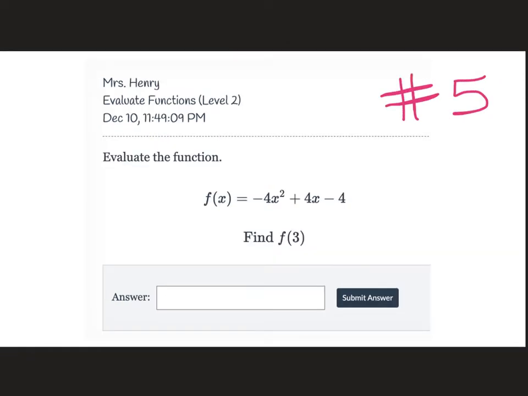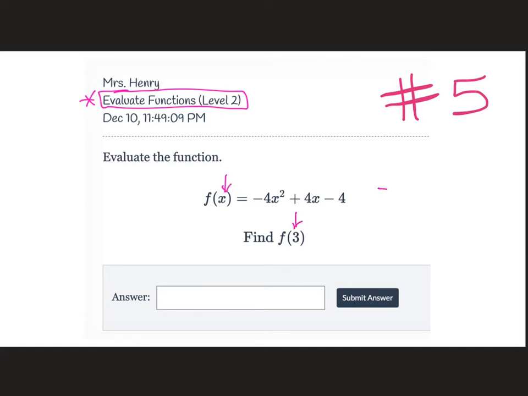All right, these are going to be for evaluating functions level 2. And really, it's very similar. It's just different functions that you're plugging it into. Some of them have x in more than one place, so you're going to have to plug it in both of those. But still the same principle as far as plugging in that value for your variables, and then simplifying everything. So again, we have 3 in the parentheses, which means it's going in place of x.